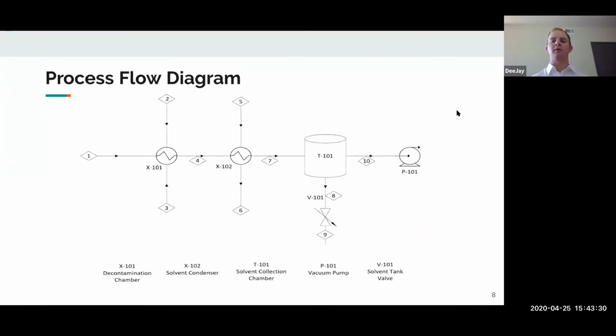A little bit about our process flow diagram here. The first heat exchanger on the left is our decontamination chamber, where it goes through and gets decontaminated. And then in the second one, we condense the solvent that is used, which we then store in the tank T101, sort of middle right here, which can then be directed either via pump P101 or valve V101, depending on where it is needed in their plant.